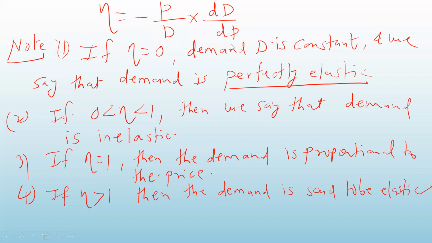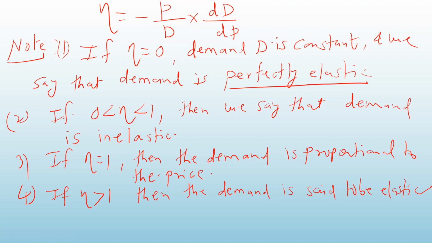So if eta is equal to 0, then the derivative of d with respect to p will be 0. So we say that demand is constant. So it is perfectly inelastic.